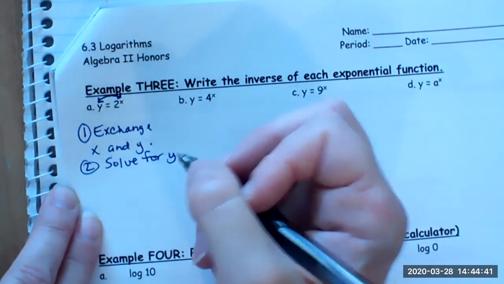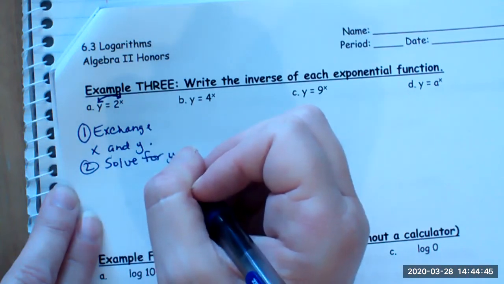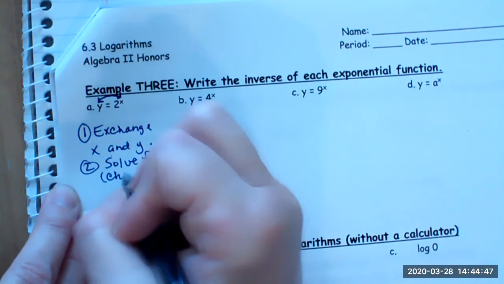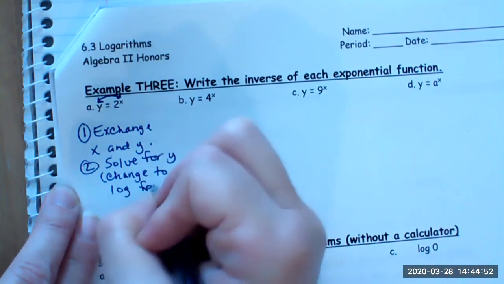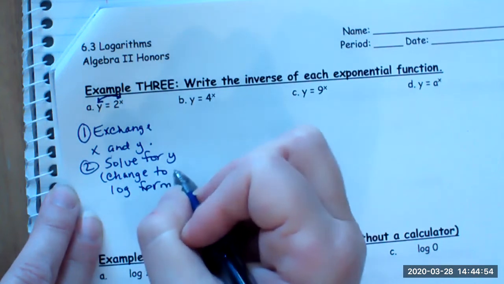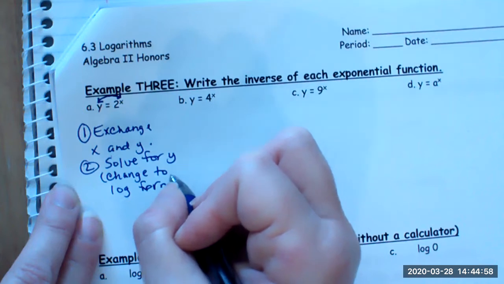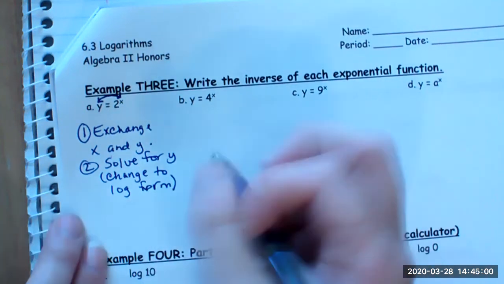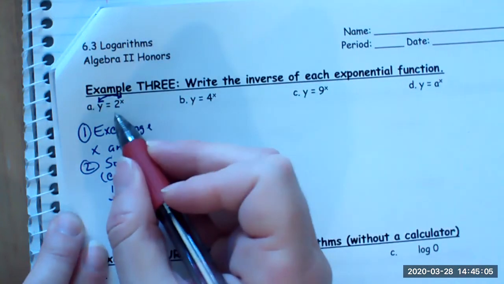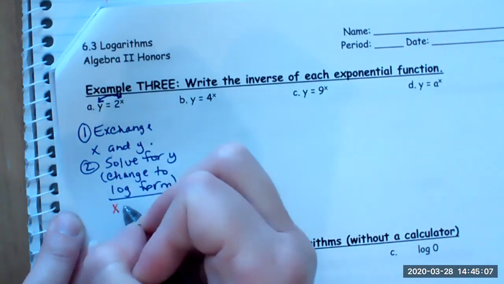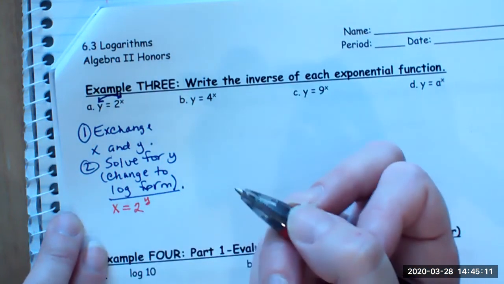Okay? But in this case, solving for y will mean changing to logarithmic form, because that's how we're going to be able to get that exponent by itself on one side of the equation. Okay, so let's go ahead and do that. So we're going to exchange x and y. So we're going to put x by itself, and we're going to say x is equal to 2 to the y. So that's number 1.